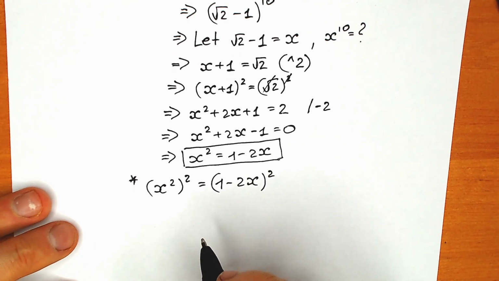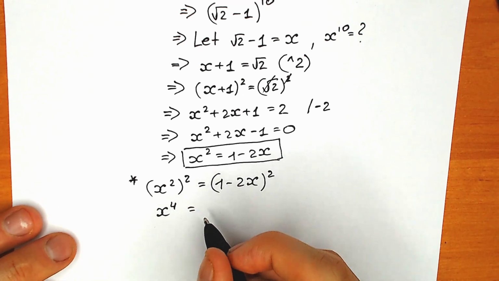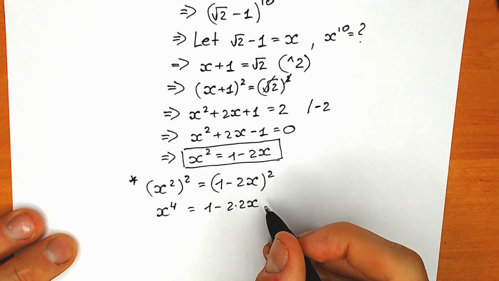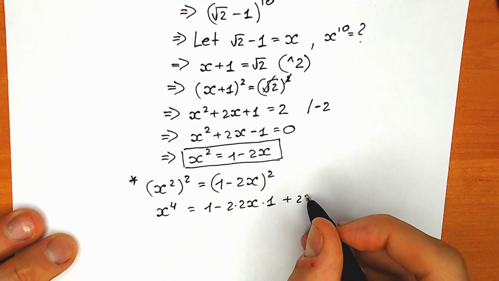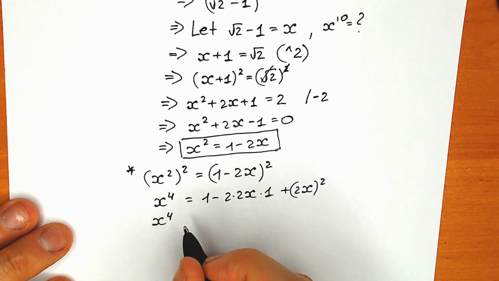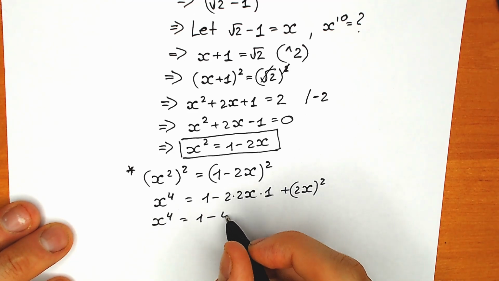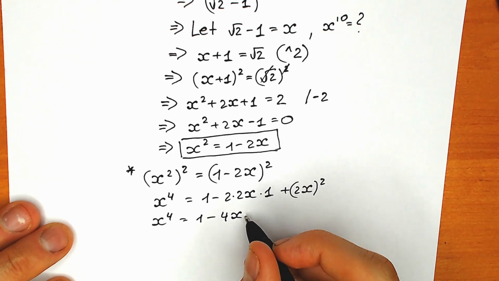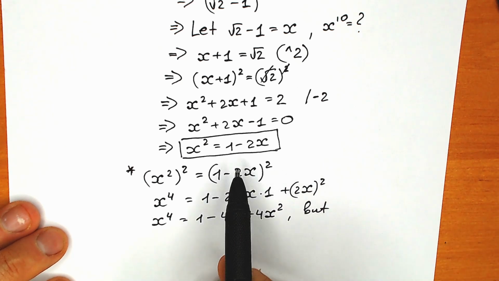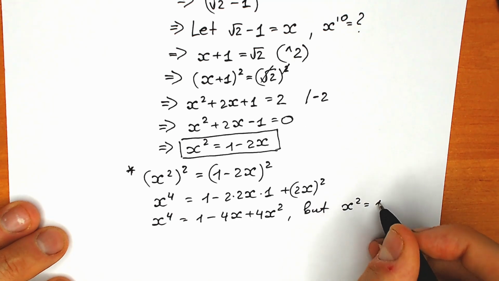As a result, on the left side we will have x to the fourth power equal to, right here we will have the formula: 1 minus 2 times 2x times 1, and plus 2x to the second power. Let's simplify this a little bit. We have x to the fourth power equal to 1 minus 4x plus 4x squared. But don't forget, as I told before, this expression will help us a lot: x squared equal to 1 minus 2x.